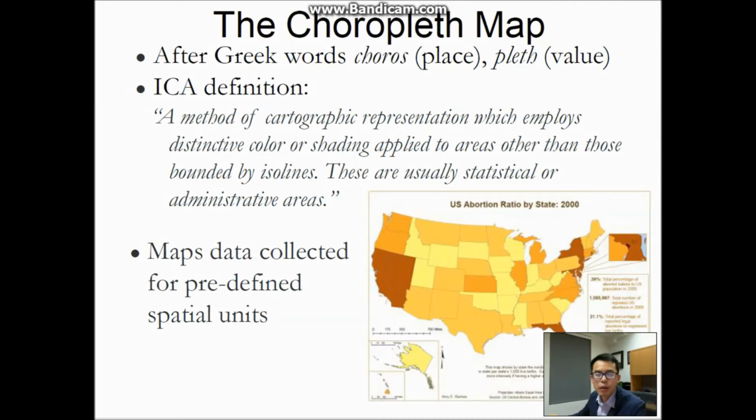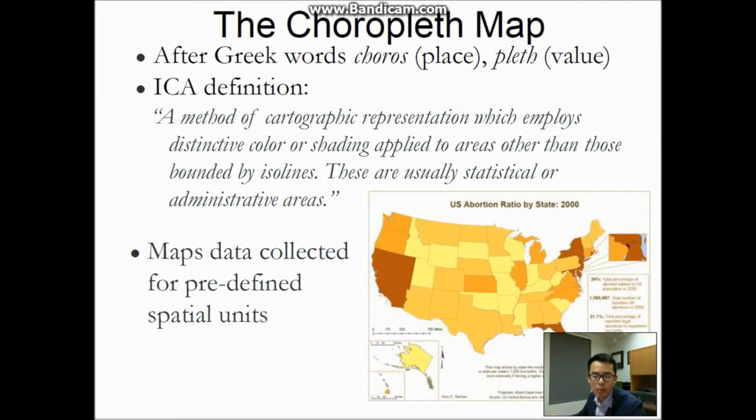And one of the critical concepts in map making is called choropleth map. And most of the maps we talked about here are all called choropleth maps. This is a very ancient word, and it's a Greek word with a combination of choros, which means place, and pleth, which means value. And we have the ICA definition, which is very formal. ICA represents International Cartographic Association.